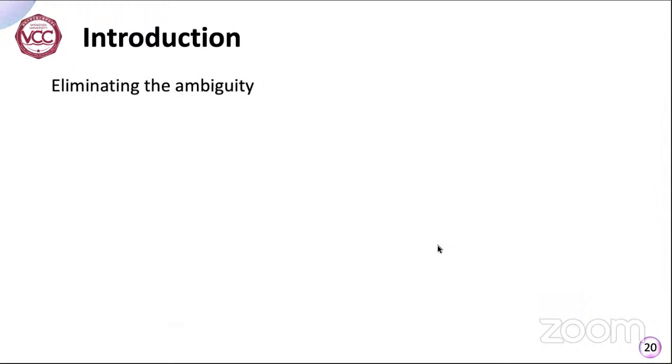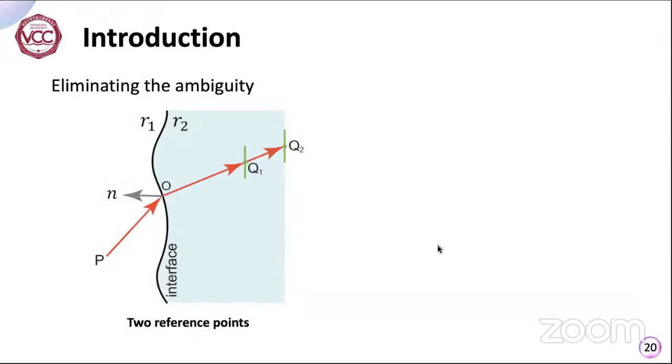So how to eliminate this? We show two simple schemes. One is using two reference points, by observing two different reference points in the direction of the outgoing ray, such as Q1 and Q2. The exit ray direction Q1, Q2 is determined, right? Then we can compute the separation of the intersection point and the normal vector.